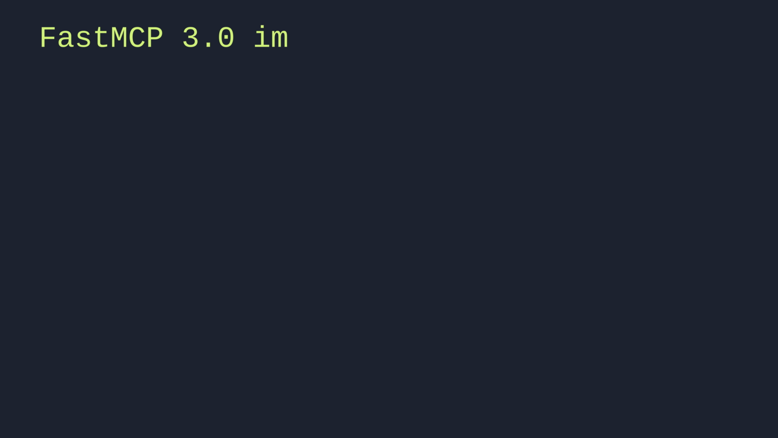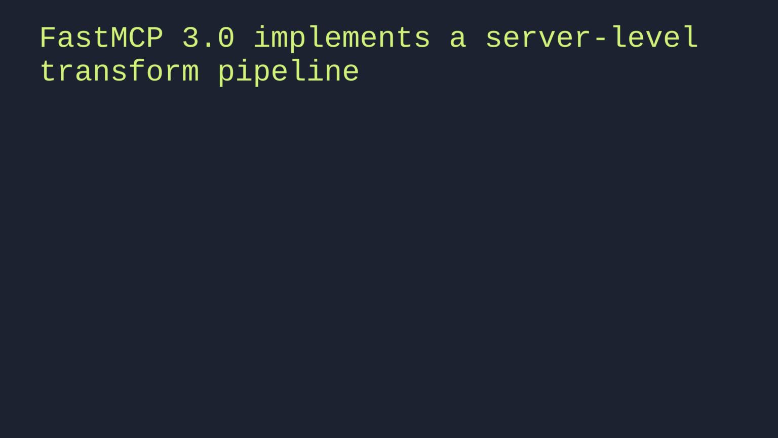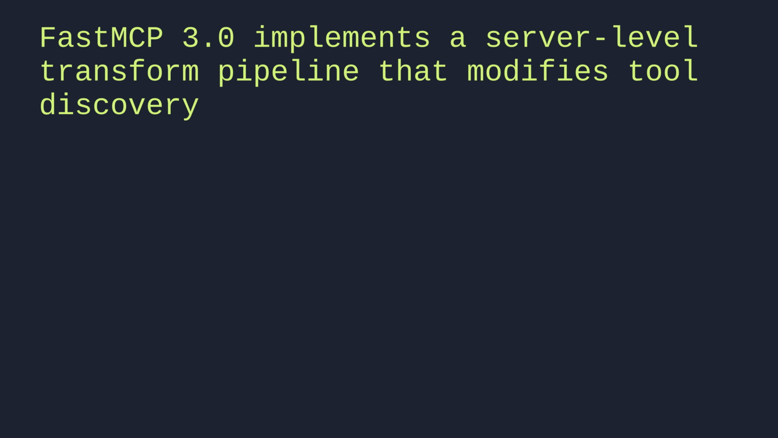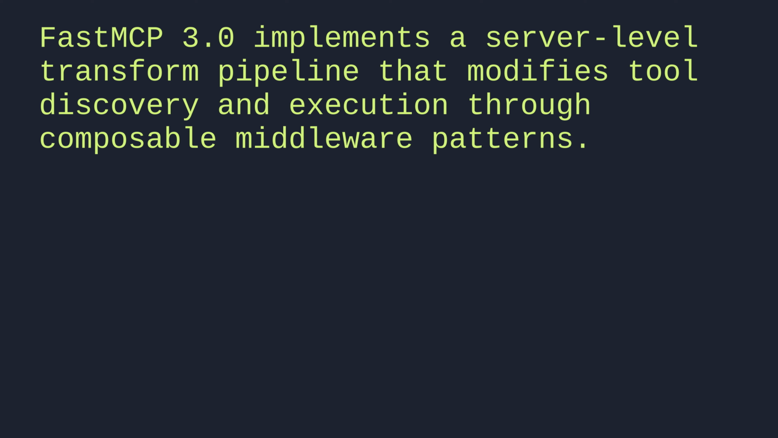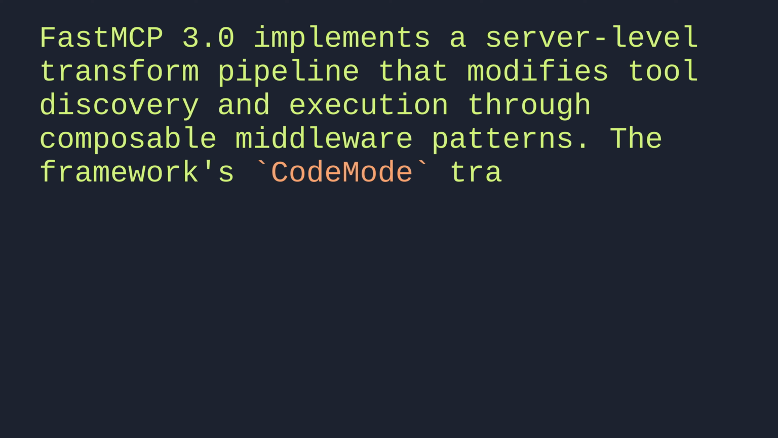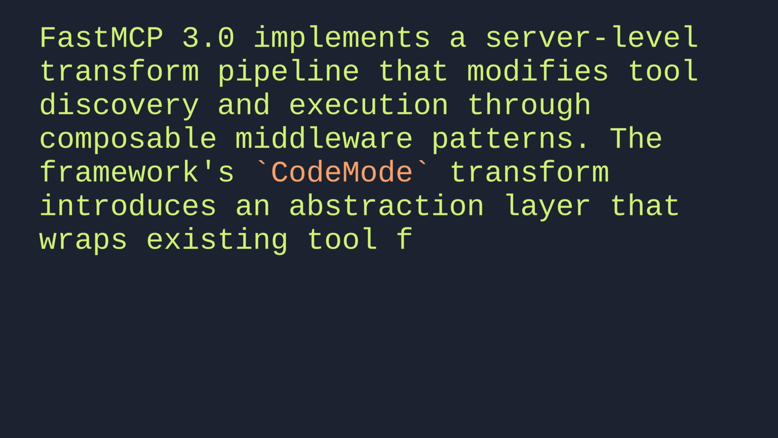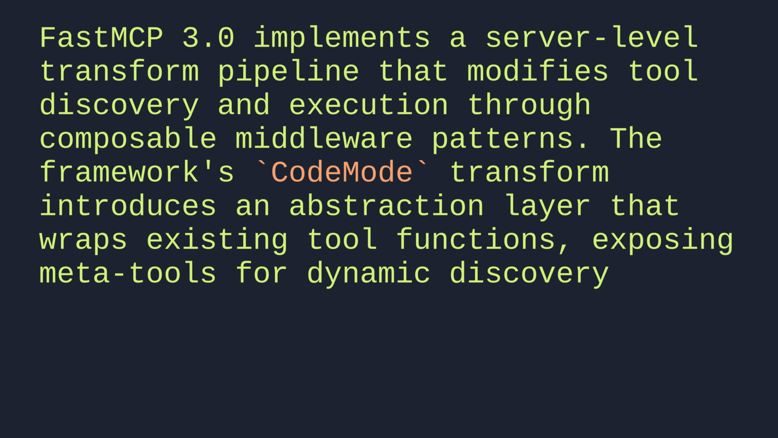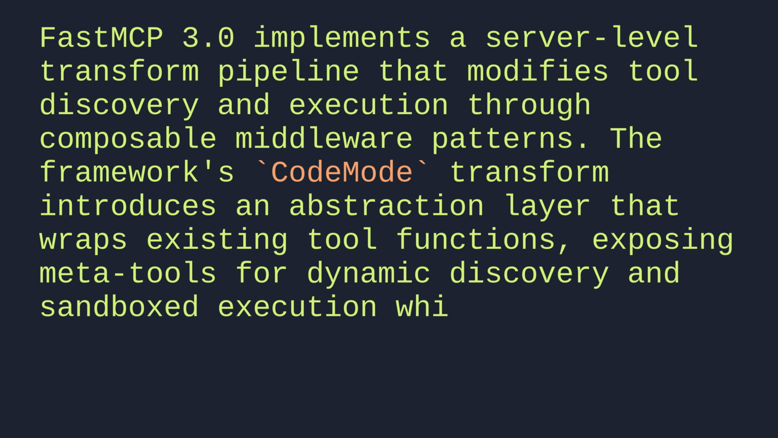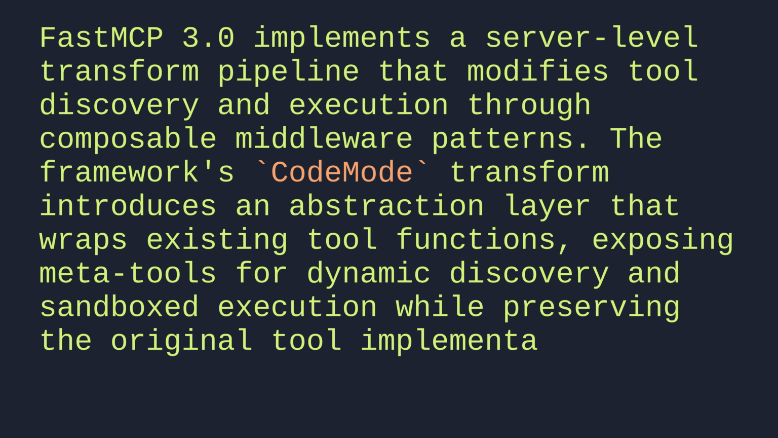FastMCP 3 implements a server-level transform pipeline that modifies tool discovery and execution through composable middleware patterns. The framework's CodeMode transform introduces an abstraction layer that wraps existing tool functions, exposing meta tools for dynamic discovery and sandboxed execution while preserving the original tool implementations.